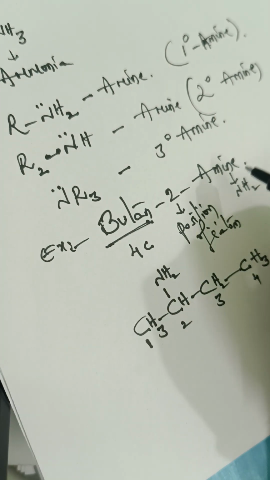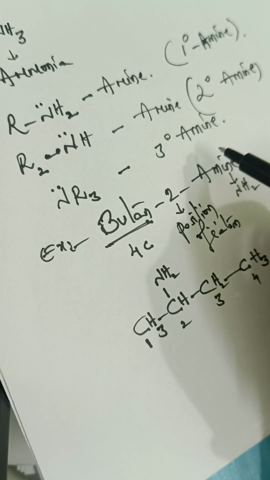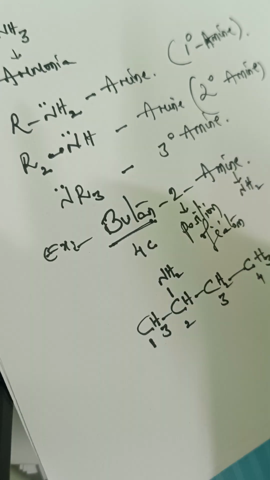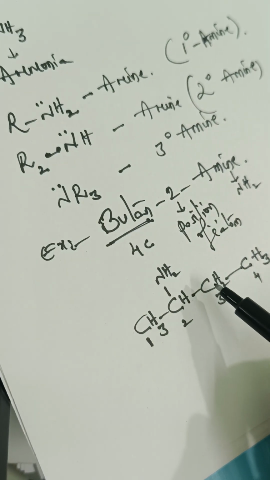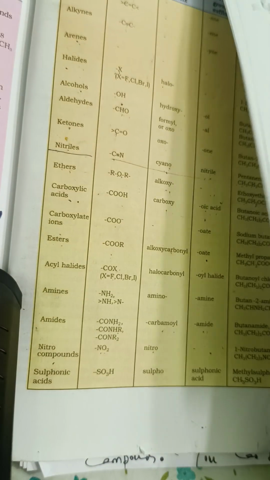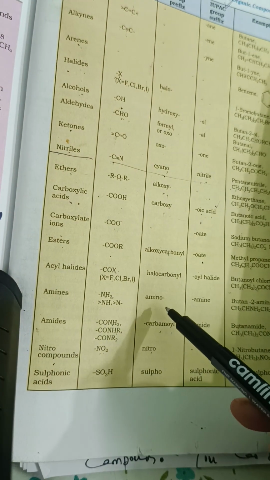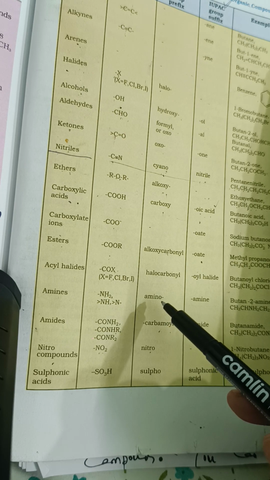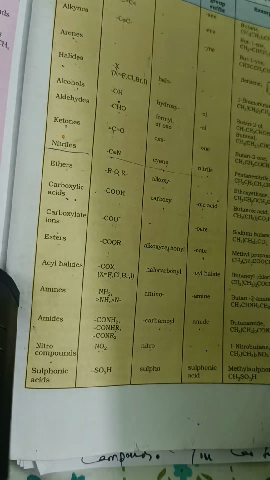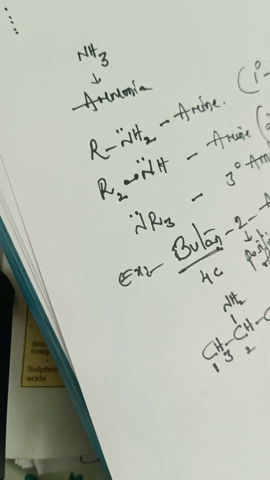See here, amine, we have taken this as suffix. When 2 or more functional groups are present, then you can take the prefix form, that is amino. You can take amino. So for this, I'll take one example under the prefix. One more example.